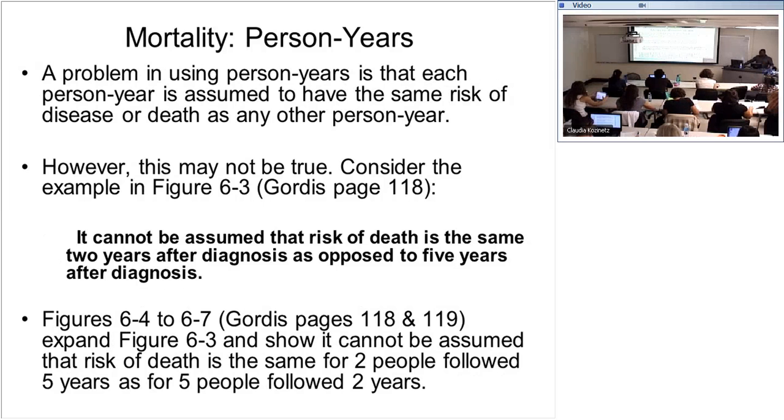So, when we use the person-years, we are assuming that the risk is the same for every year. So the risk of dying is the same. But that may not be true. Because in some conditions, you have a greater risk of dying at the early onset, after which your risk of dying reduces.